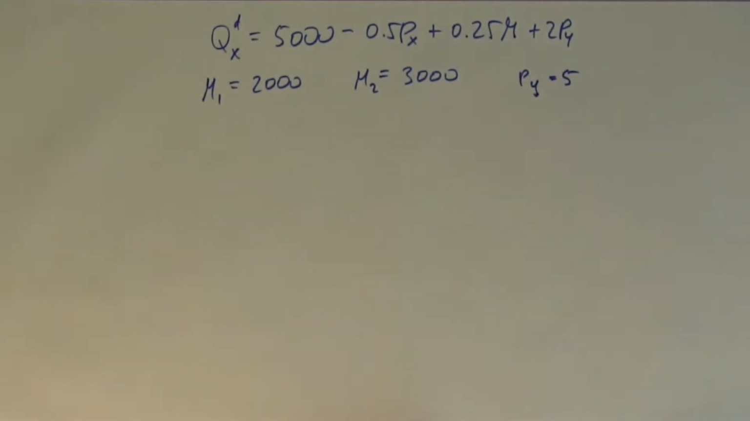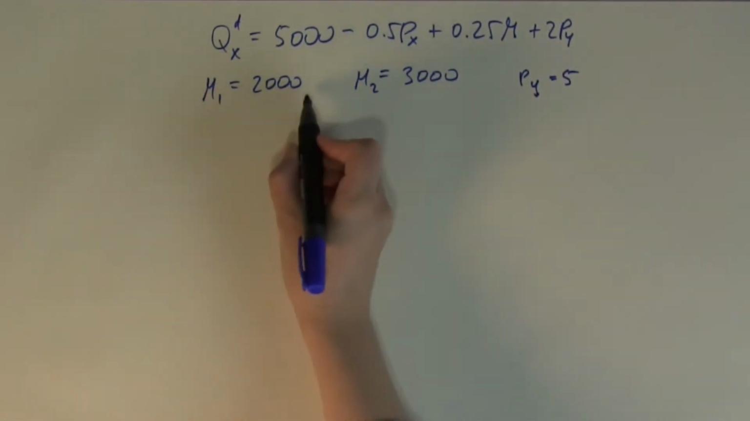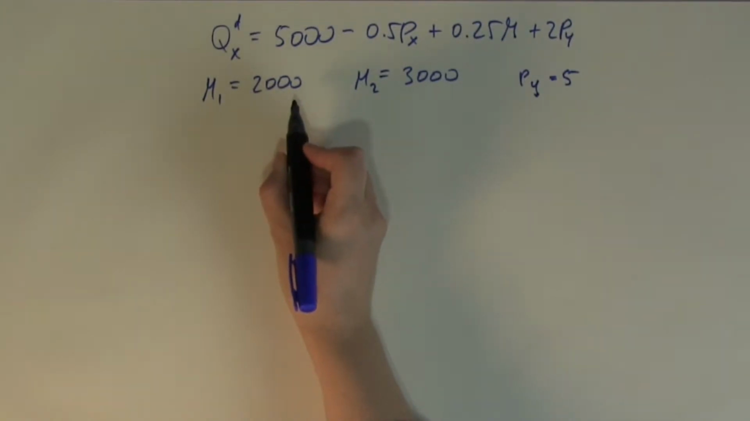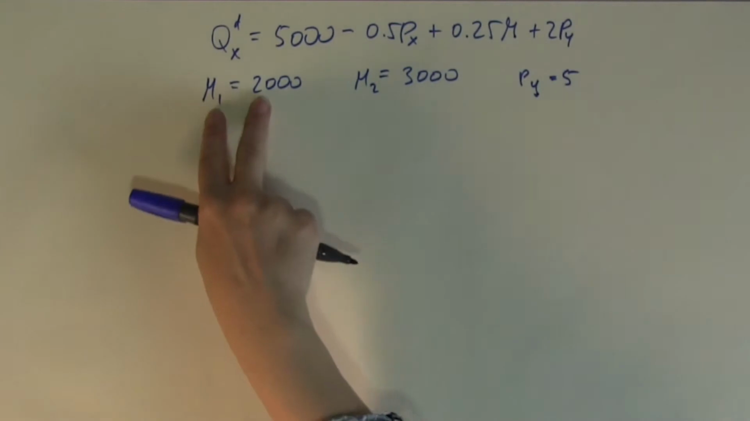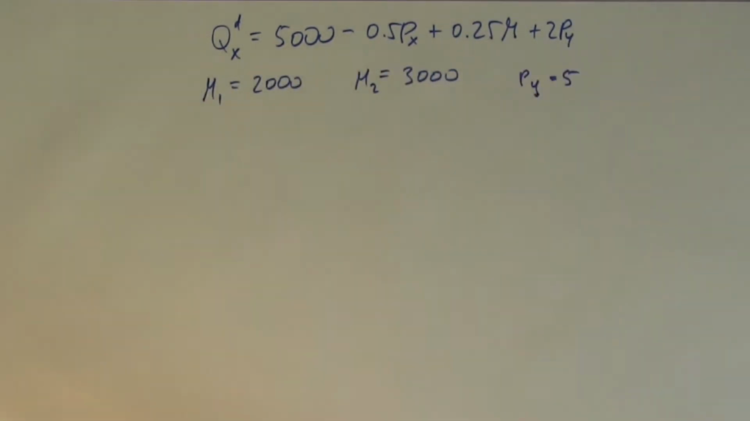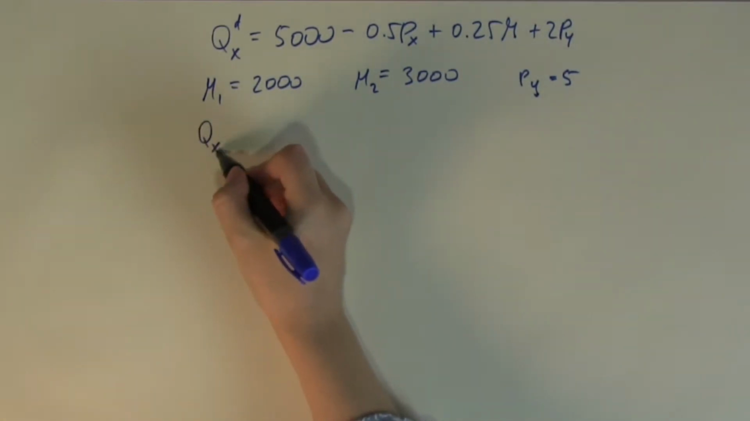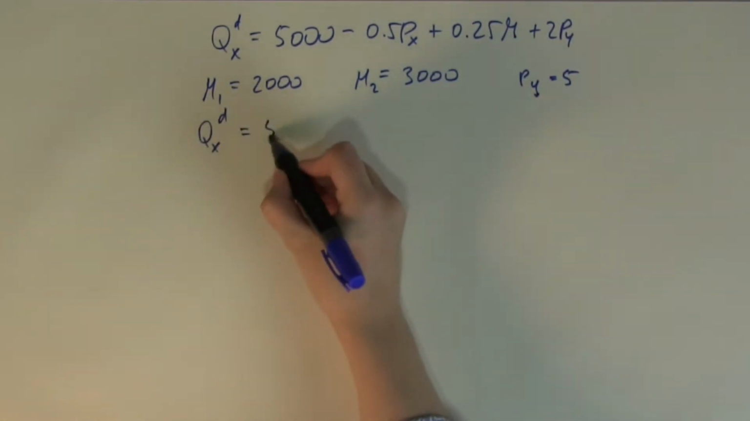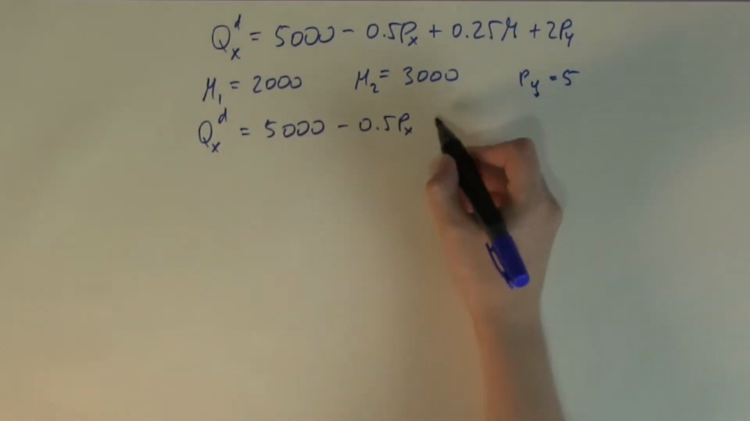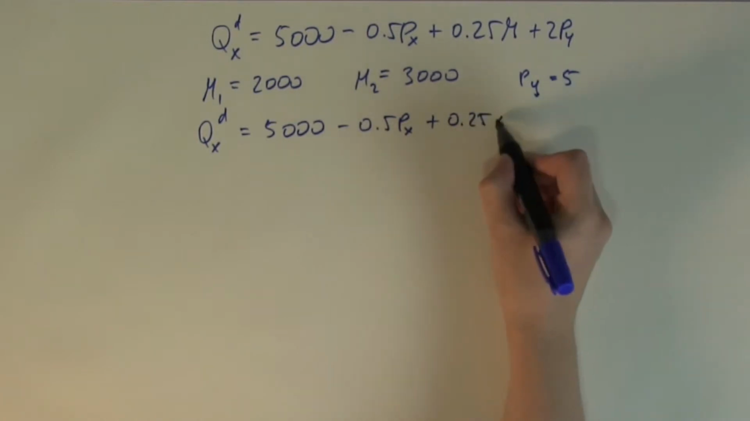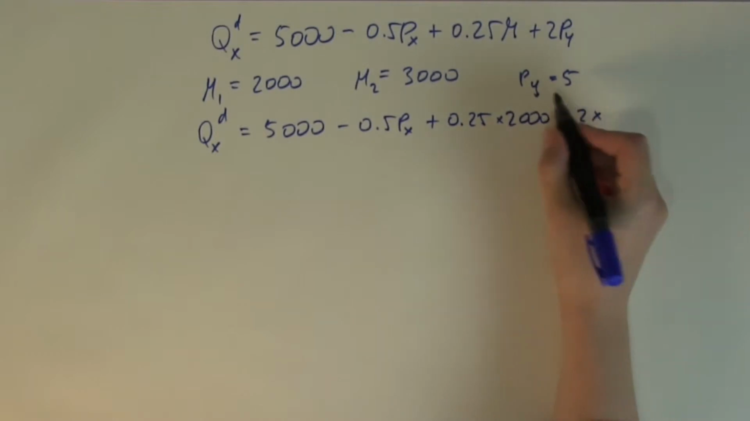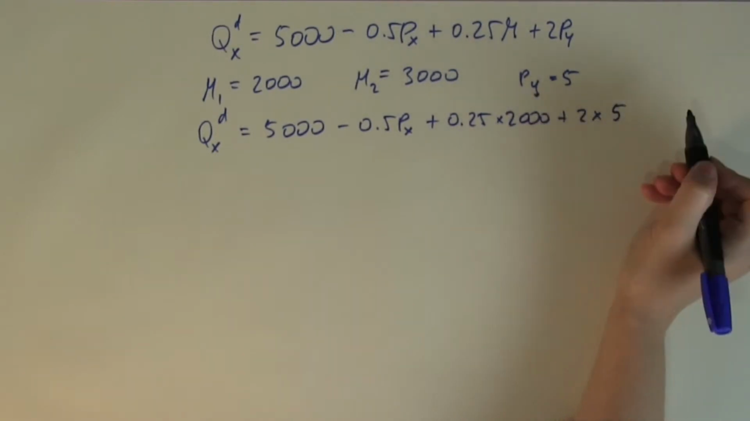Now first I'm going to deal with the m1 equals 2000. To be able to find that demand function, what I need to do first, I need to substitute m1 and Py into the original equation. So Qxd will be equal to 5000 minus 0.5Px plus 0.25 times m1, which is 2000, plus 2 times Py, which is 5.